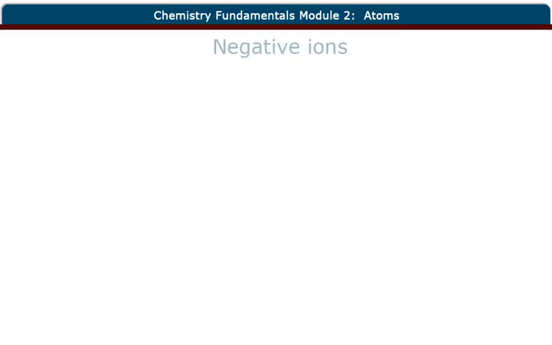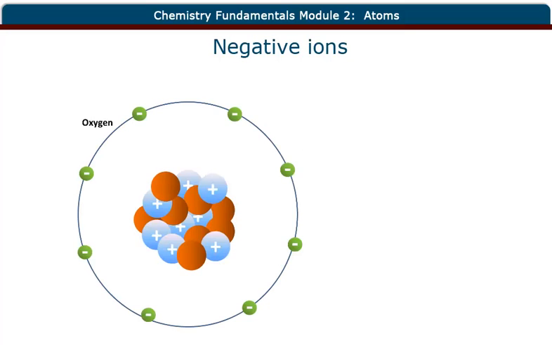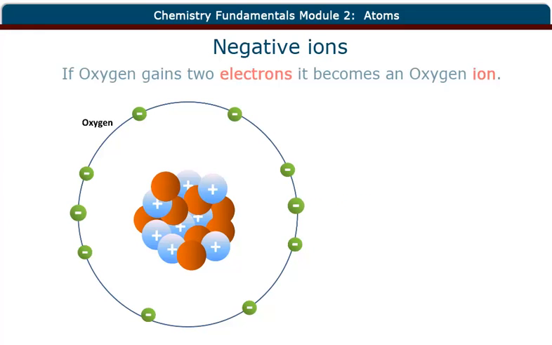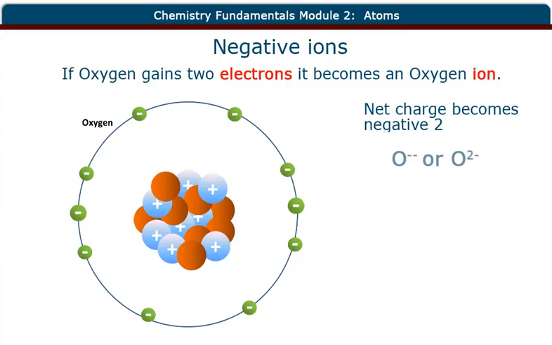Here's an example of how a negative ion is formed. If neutral oxygen, with 8 protons and 8 electrons, gains 2 electrons, it becomes an oxygen ion. Since it now has a net +2 charge, it is a negative ion, designated as O- or O2-, commonly known as the oxide ion.